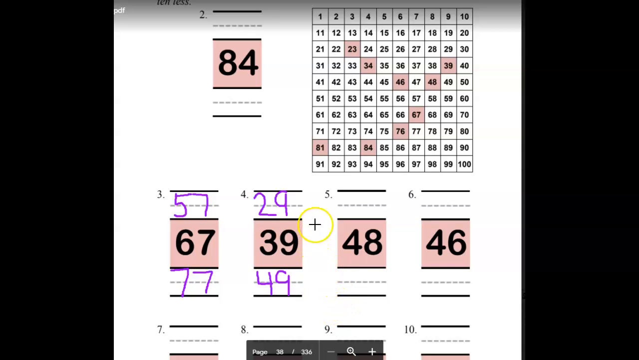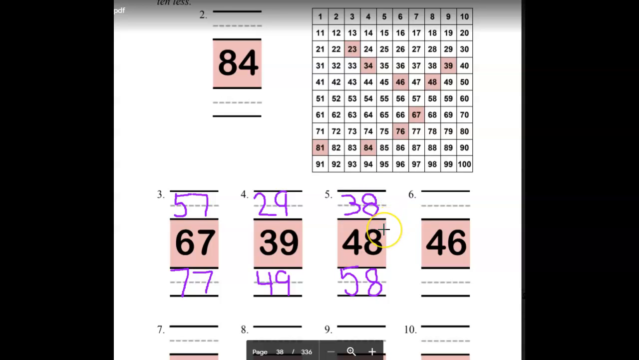Okay, our next number is 48. So we find 48 on our chart. Let's do 10 more this time. I'm going to trick you. What's 10 more? We go up or down? Down. So 10 more is 58. And now do the less. What's 10 less than 48? Yeah, 38. Good. Is that what you wrote down?